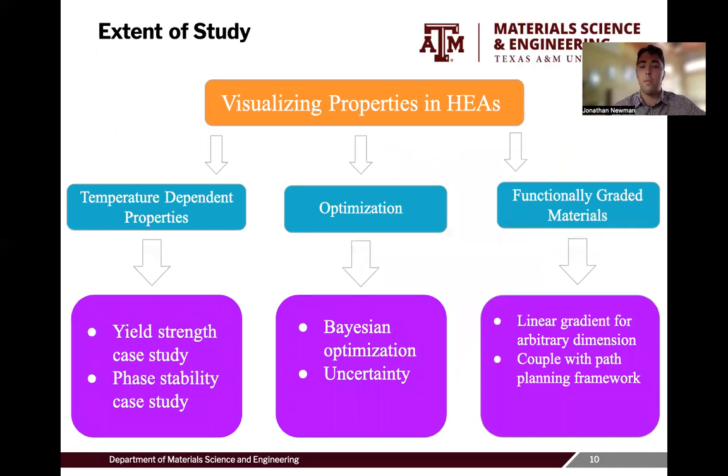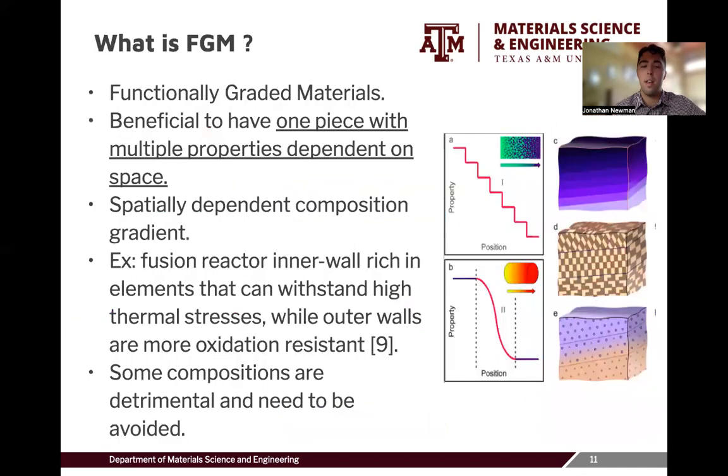Our next course of action was to explore how these UMAPs can aid in the visualization of functionally graded materials. In additive manufacturing, FGMs are useful if you want to print a piece of metal that has multiple properties dependent on its location. For example, in fusion reactors, the inner walls of the reactor core would need to withstand high thermal stresses, while the outer walls would need to be more oxidation resistant.